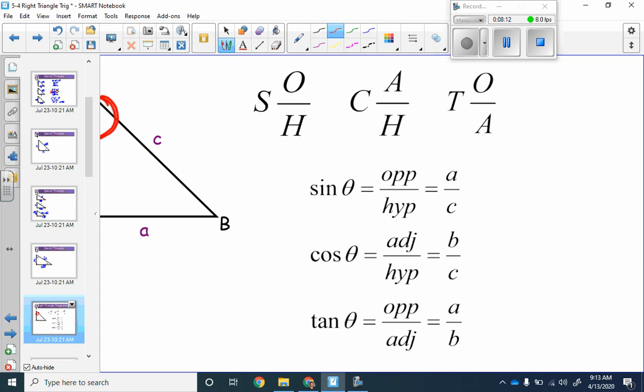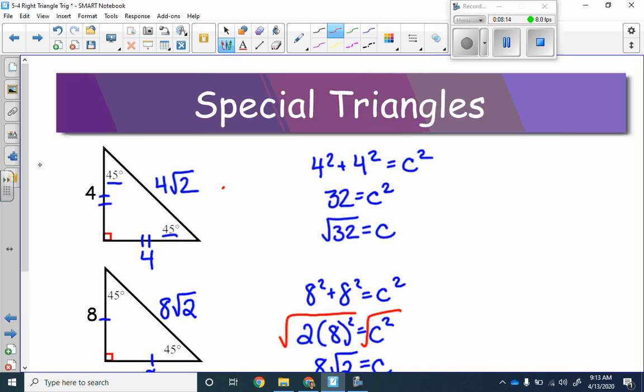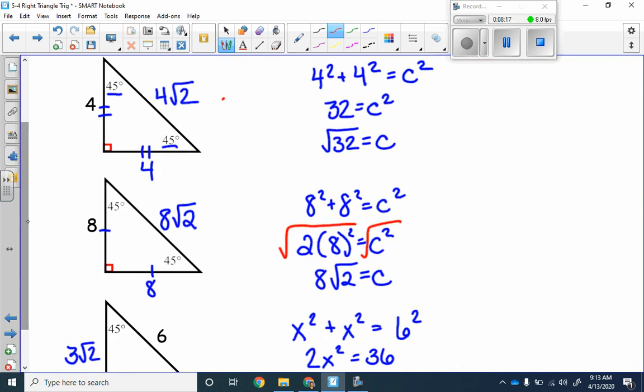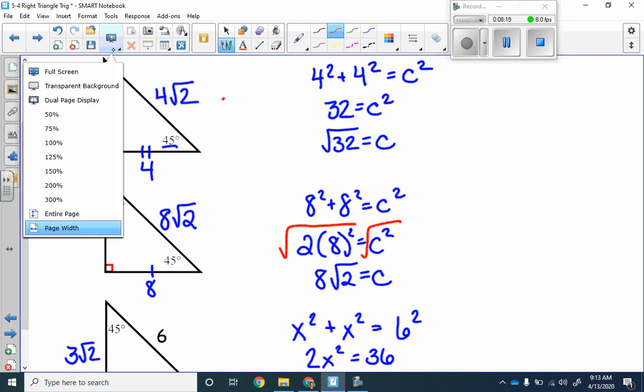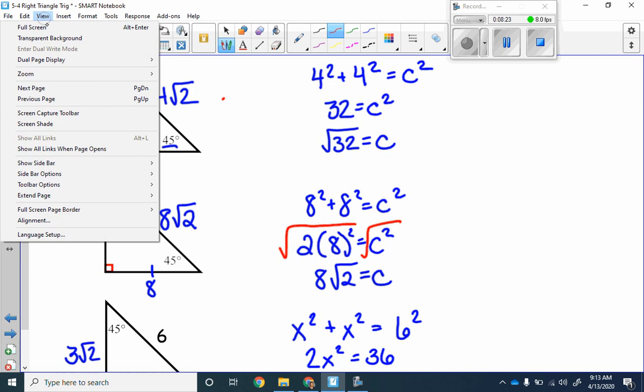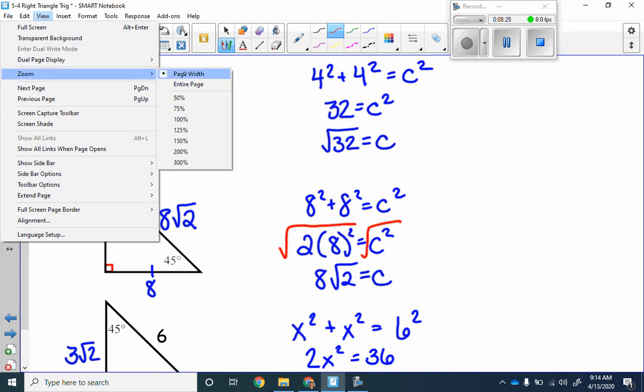So if I go back to these triangles right here, all 3 of these, and I hate how I don't have this all on the same screen. Sorry. Zoom out again. I should just stay in that mode.